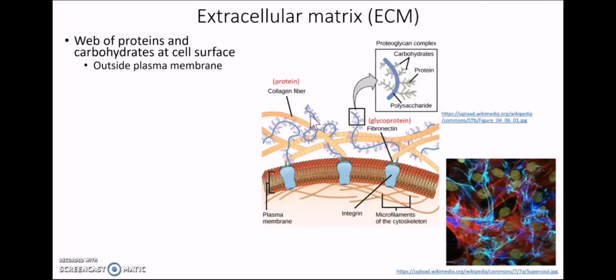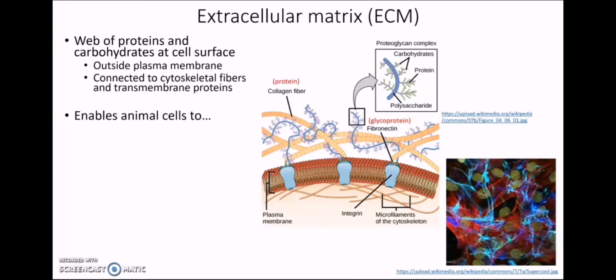Now, even though these molecules are outside, they are connected to the cytoskeletal fibers through those transmembrane proteins. So you can see here this proteoglycan fiber that's connected to the fibronectin on top of a protein, and that protein in turn is connected to the microfilaments inside the cell. So in a way, it connects the outside to the inside of the cell. And this enables animal cells to attach to each other, grab onto each other, and also to communicate with each other, send information back and forth.